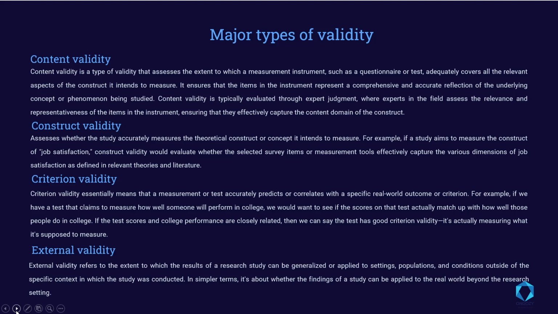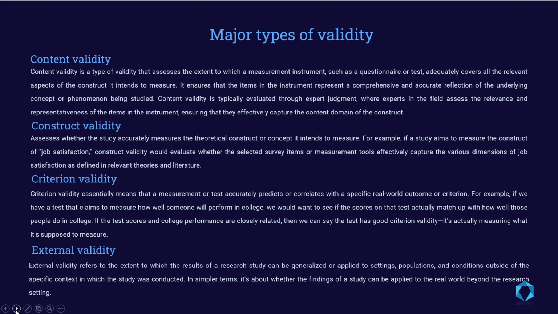Next, we have criterion validity. Criterion validity essentially means that a measurement or a test accurately predicts or correlates with a specific real-world outcome or criterion. For example, if we have a test that claims to measure how well someone will perform in college, we will want to see if the scores on that test actually match up with how well those people do in college. If the test scores and college performance are closely related, then we can say the test has good criterion validity. It's actually measuring what it's supposed to measure.